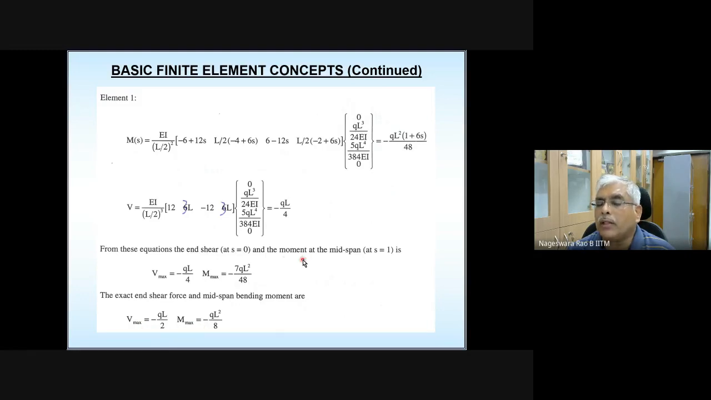Whereas with the two-node finite element, when we adopted two elements, this is what we got. So we are actually missing a lot. The accuracy of this element, when we adopted two elements, is very poor. We are supposed to get minus QL square divided by 8, whereas the solution we are getting from finite elements adopting two-node elements is minus 7 QL square divided by 48. Similarly, for shear force.